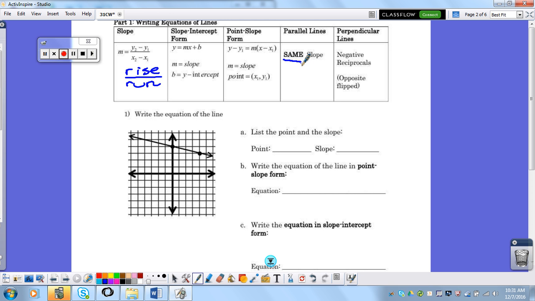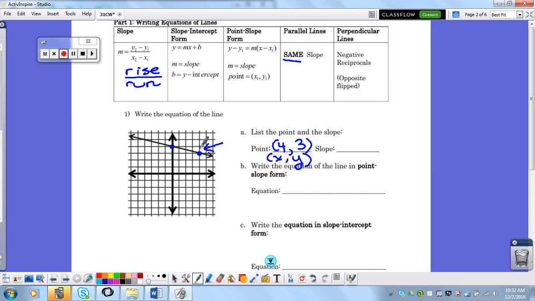Number 1, it says write the equation of a line. So the very first thing you're going to do is list a point and the slope. If you notice, there are 2 points. You can choose any point that you want to do. So I am going to choose this coordinate point right there. Every point has an x and a y. So I go over to the right, 1, 2, 3, 4, and I go up 3. So my coordinate point is 4, 3.